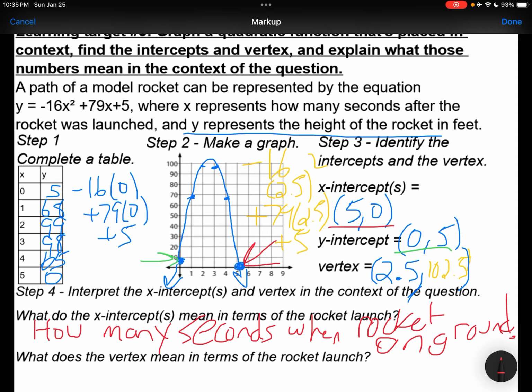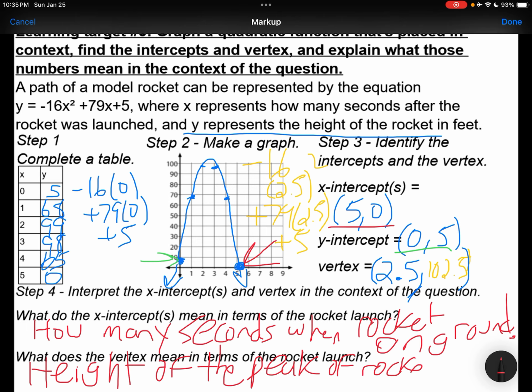What does the vertex mean? The vertex means it's the height of the peak of the rocket, how high the rocket gets when it gets up to its top. So basically, at 5 seconds, the rocket hits the ground, and at 2.5 seconds, give or take, it gets up to 102.5 feet high in the air, give or take.